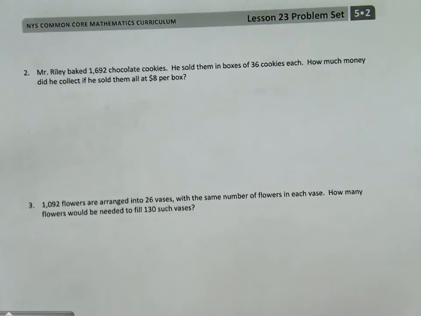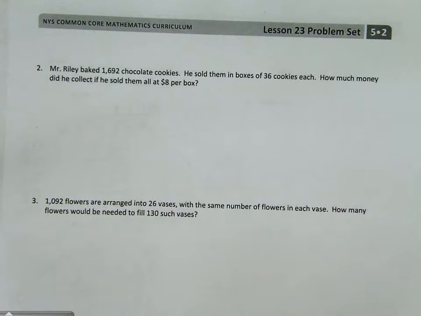So let's move on and try a word problem here. It says, Mr. Riley baked 1,692 chocolate cookies. That's a lot of cookies. He sold them in boxes of 36 cookies each. How much money did he collect if he sold them at $8 per box?